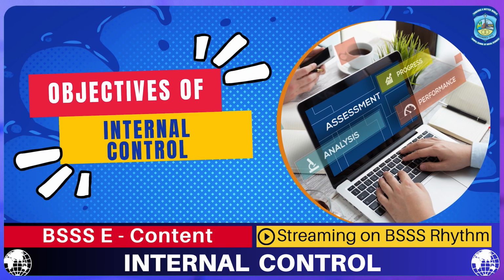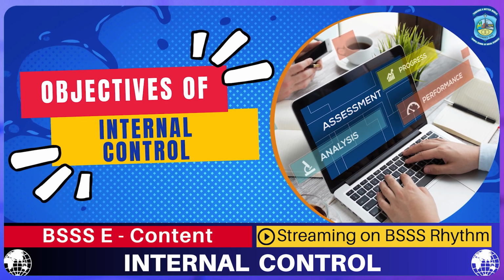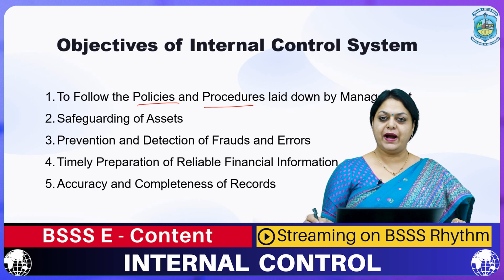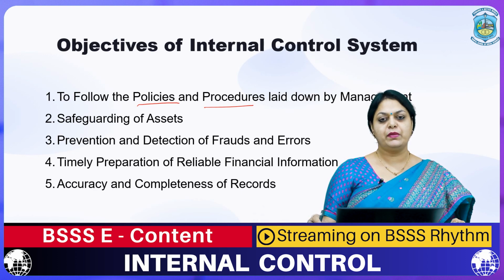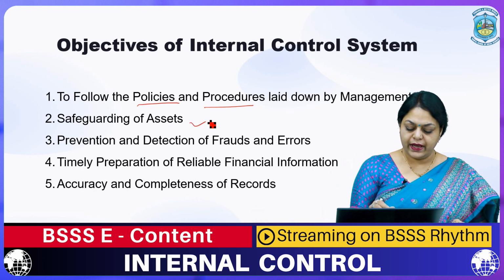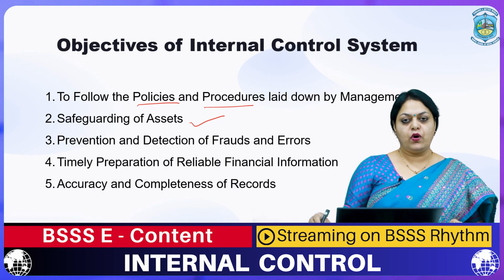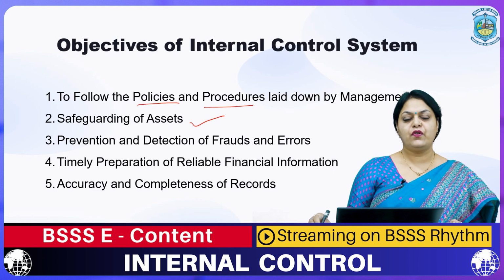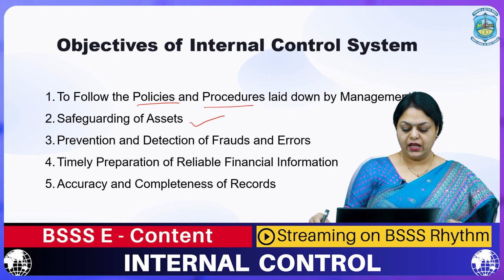Now let us discuss the objectives of the internal control system. To follow policies and procedures laid down by the management. Whether the policies and procedures framed by the management are being followed in that manner or not is very much required for the internal control system. Safeguarding of the assets. It's very much required, whoever is the owner of the assets of the organization, whether these are for the business or for personal purpose. For this reason, we have an internal control system.